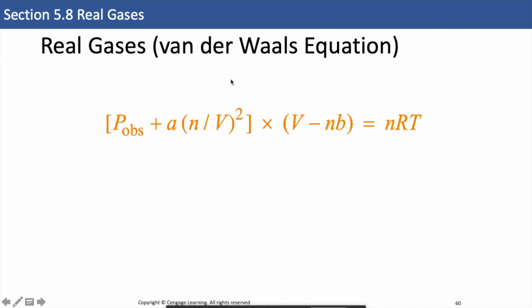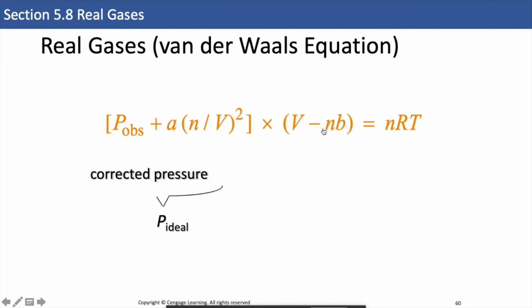Well, we still use PV equals nRT. The only problem is we have to correct it. So real gases use the van der Waals equation. And the van der Waals equation is this part here. So we have to basically correct for pressure, and we have to correct for volume. Notice that n is just like we've been using. It's the number of moles. V is volume, as you already know. But a and b, what the heck are a and b?